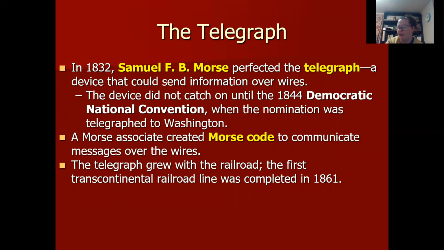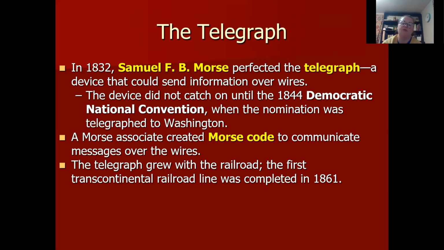All right, let's talk about the telegraph. Maybe some of you have heard about the telegraph. In 1832, Samuel F.B. Morse perfected the telegraph, a device that could send information over wires, guys. So you've got to think of this like an early telephone, okay? The device did not catch on until the 1844 Democratic National Convention, when the nomination was telegraphed to Washington. A Morse associate created Morse code to communicate messages over the wires.